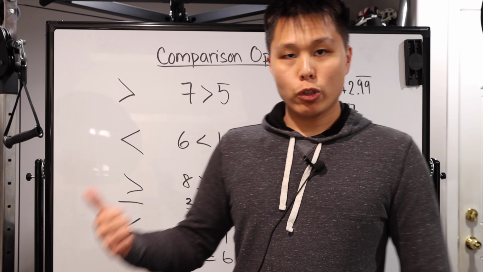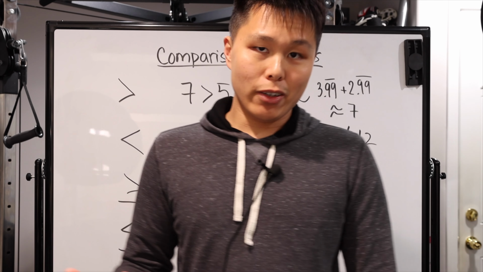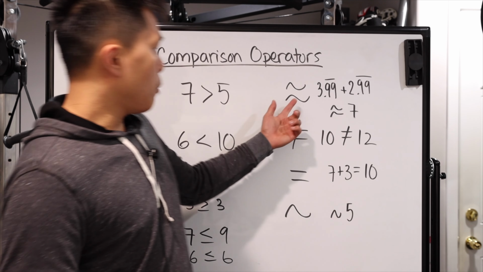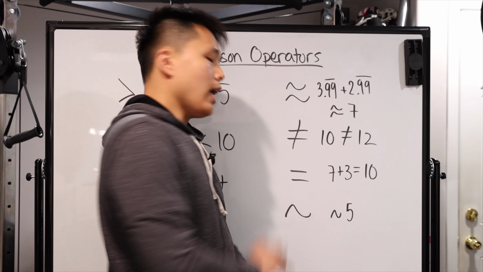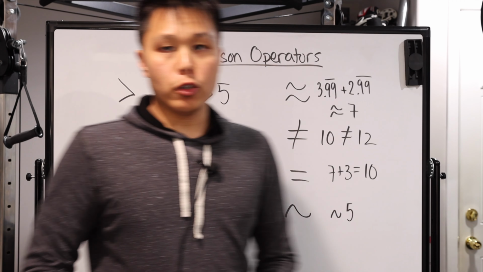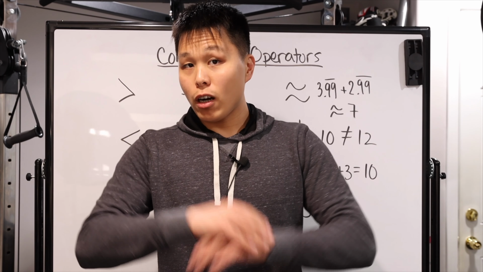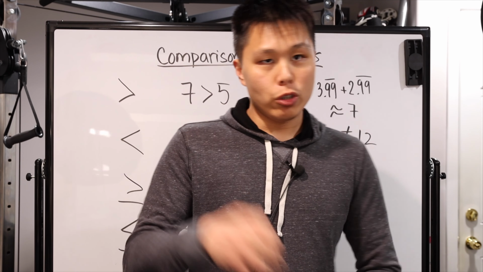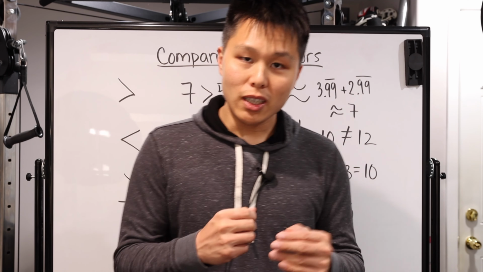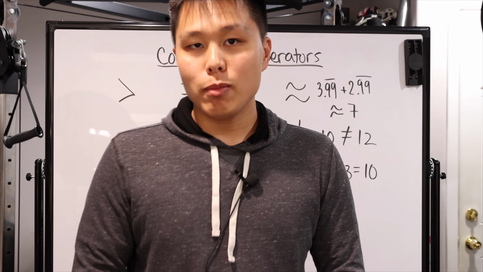The 8 symbols: greater than, less than, greater than or equal, less than or equal, approximate version 1, not equal, equal, and approximate version 2. Those are the 8 common symbols that you would see in algebra. It's not all encompassing in any way, and I am sure there are a ton of other symbols that you will see. Definitely feel free to share them in the comment section.